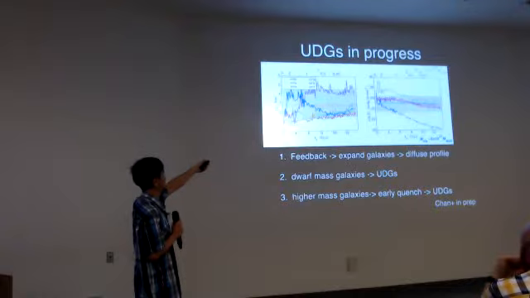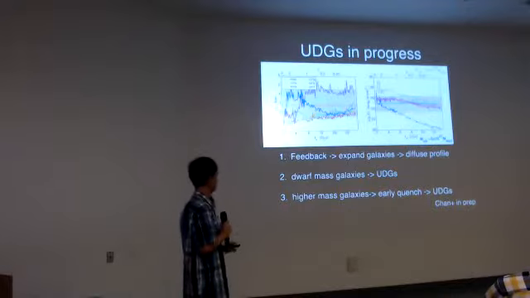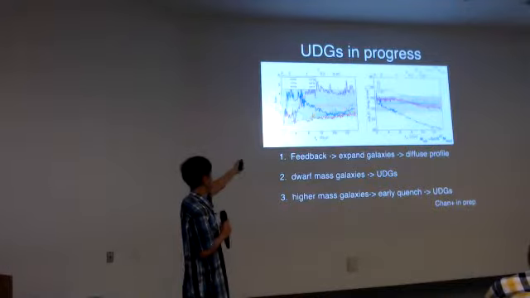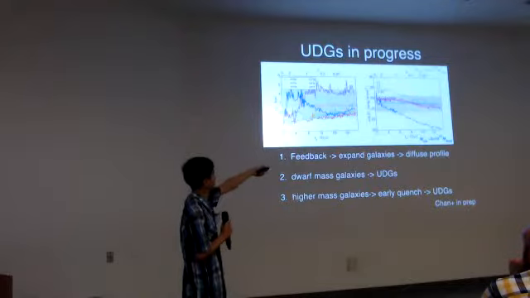We have six simulated UDGs, with the minimal mass around 10 to the 10, and the maximum mass around 10 to the 11. The maximum is shown in the blue line, and the minimum is shown in the green line.